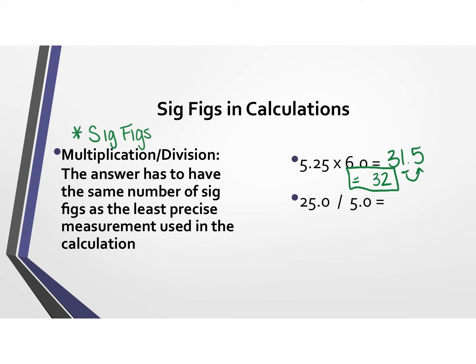Okay, next type in 25.0 divided by 5.0. And your calculator gives you 5. Okay. How many sig figs are in 25.0? Three. How about 5.0? Two. So how many sig figs does your answer have to have? Two. So what do we have to do to turn 5 into two sig figs? Okay, you can add the 0, so it becomes 5.0.